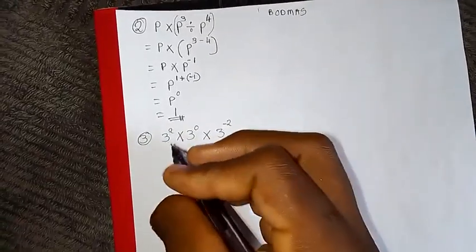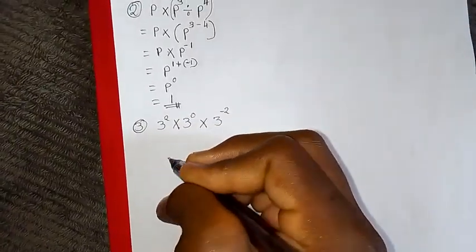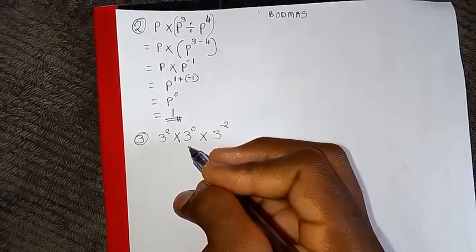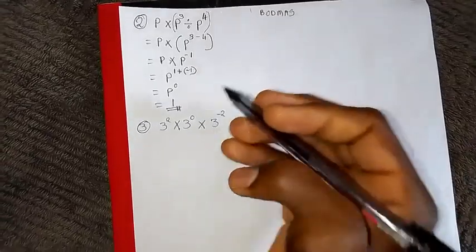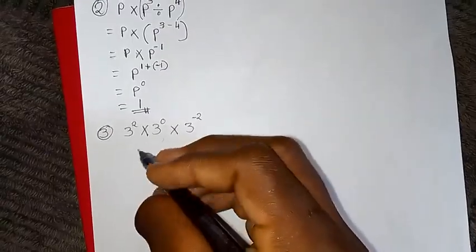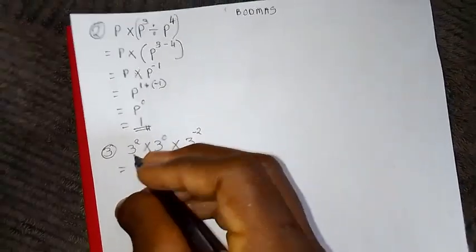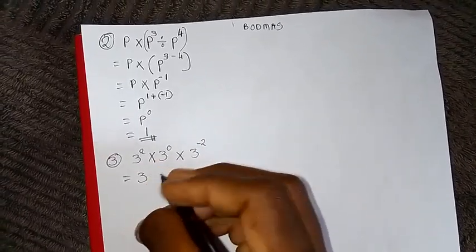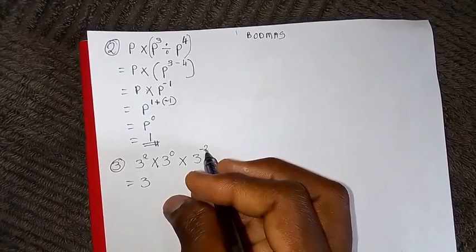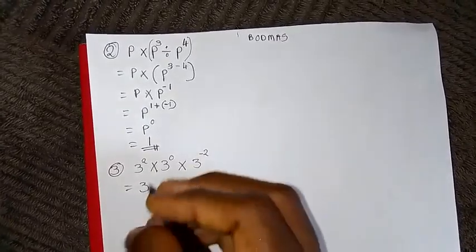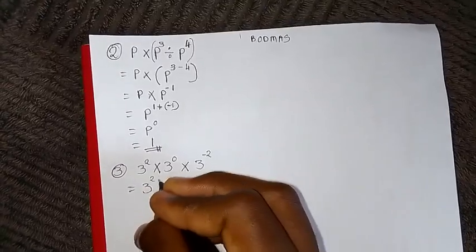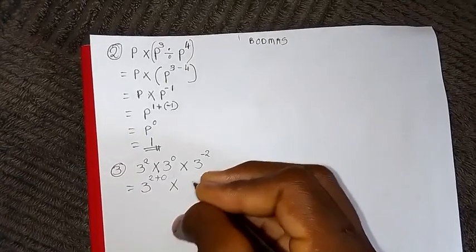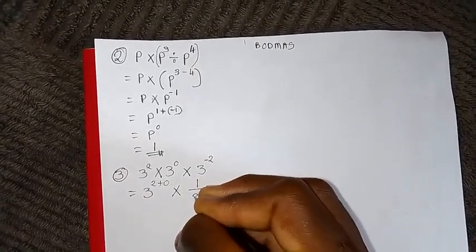So here's the next example: 3 squared multiplied by 3 to the power 0 times 3 to the power negative 2. So here this is going to equal 3, since the bases are the same for these two. And for this one, there is a negative, so we have to take the inverse of this. So it's going to be 3 to the power 2 plus 0, multiplied by the inverse of this, which is 1 over 3 squared.